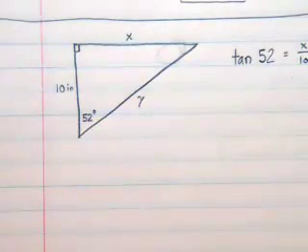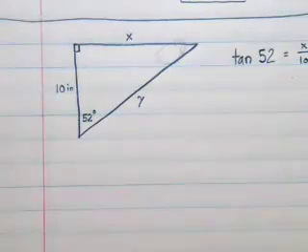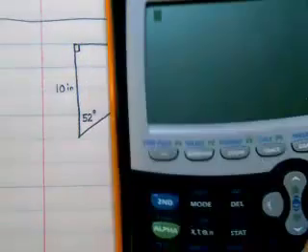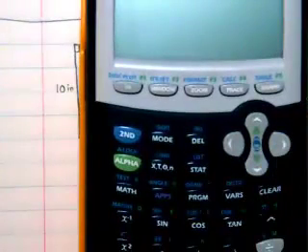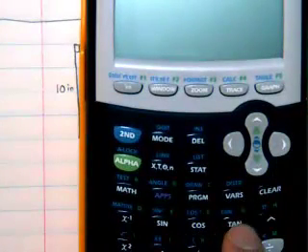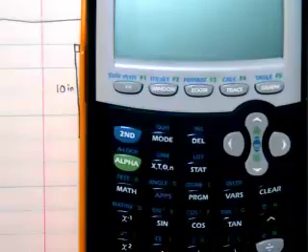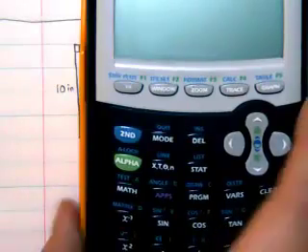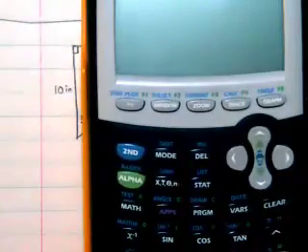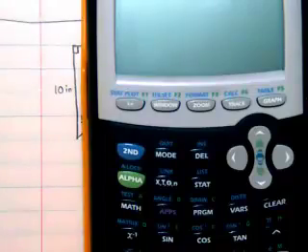Okay. Now, at this stage, we'd go, okay, what's the tangent of 52? I don't know that, but your calculator does. So if you look, sine, cosine, and tangent are right there. The tangent of 52. It's going to look like that.